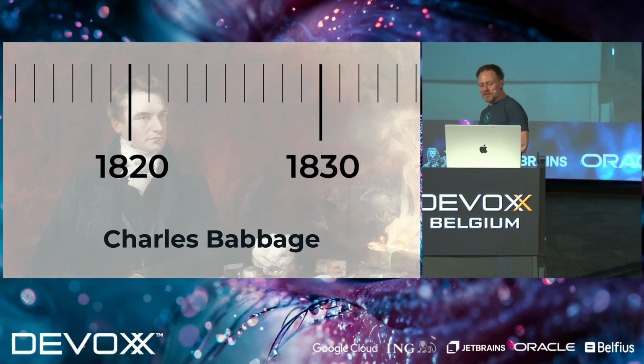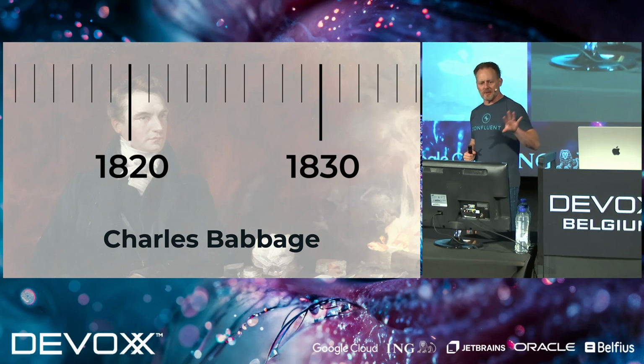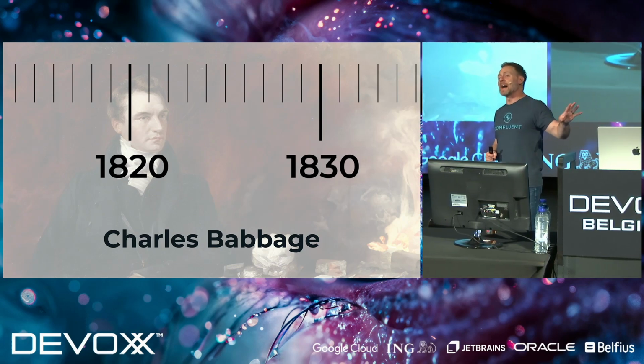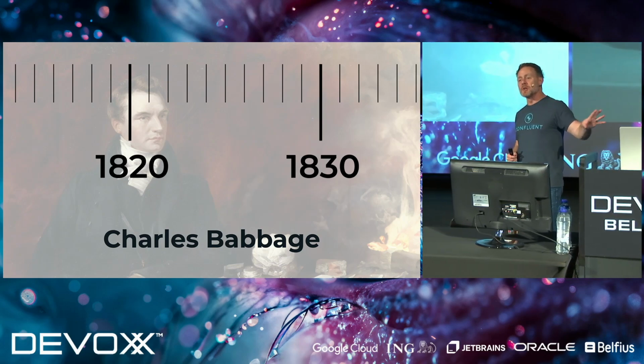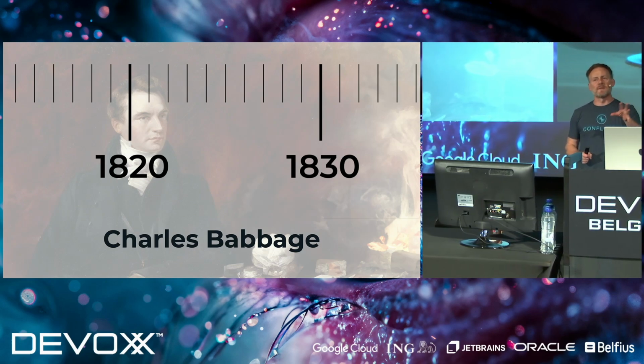Now, Charles Babbage, in the 1820s, 1824 I think, is the beginning of this stuff. He wasn't the first guy to build an automatic computing machine. Blaise Pascal had done that 150 or so years earlier.